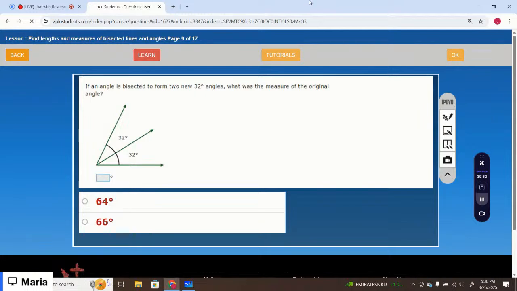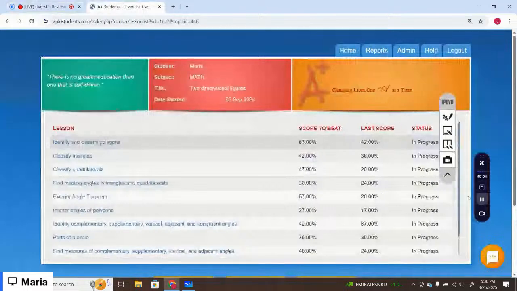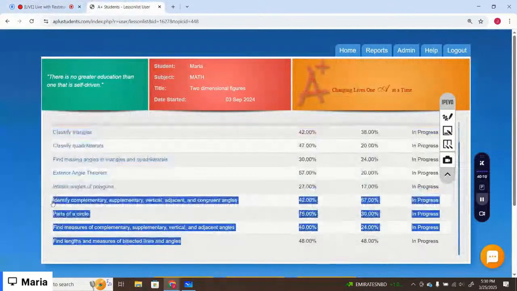So we were working on grade 8 math. The chapter we're working on is two-dimensional figures, and the lessons we have covered today are identify complementary, supplementary, vertical, adjacent, and congruent angles, parts of a circle, find measure of complementary, supplementary, vertical, and adjacent angles, and find length and measure of bisected lines and angles. So please make sure before the next session you complete all the practice questions for the lessons we just did. That is your homework until the next session.